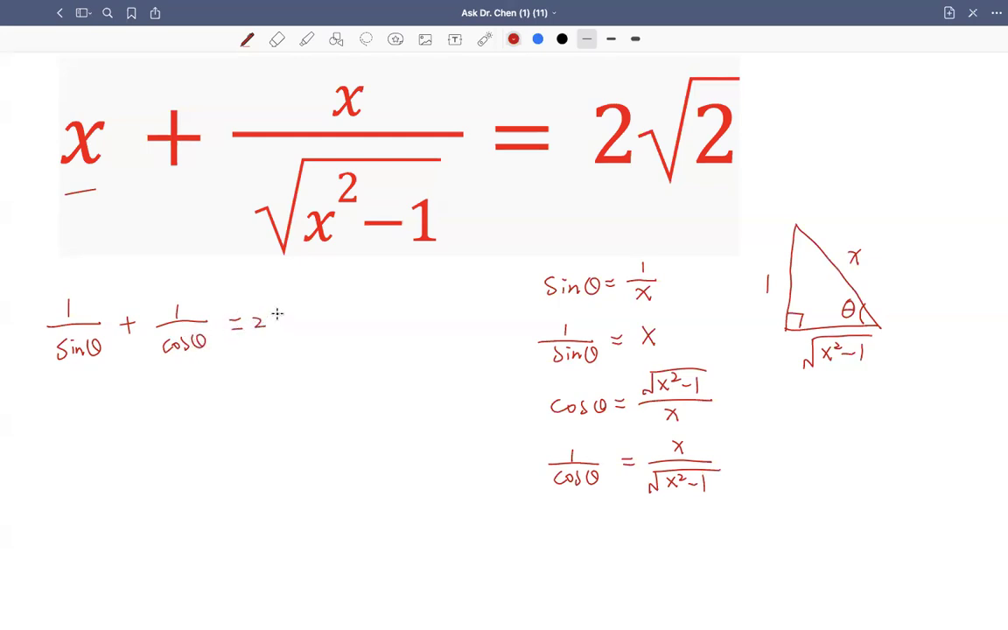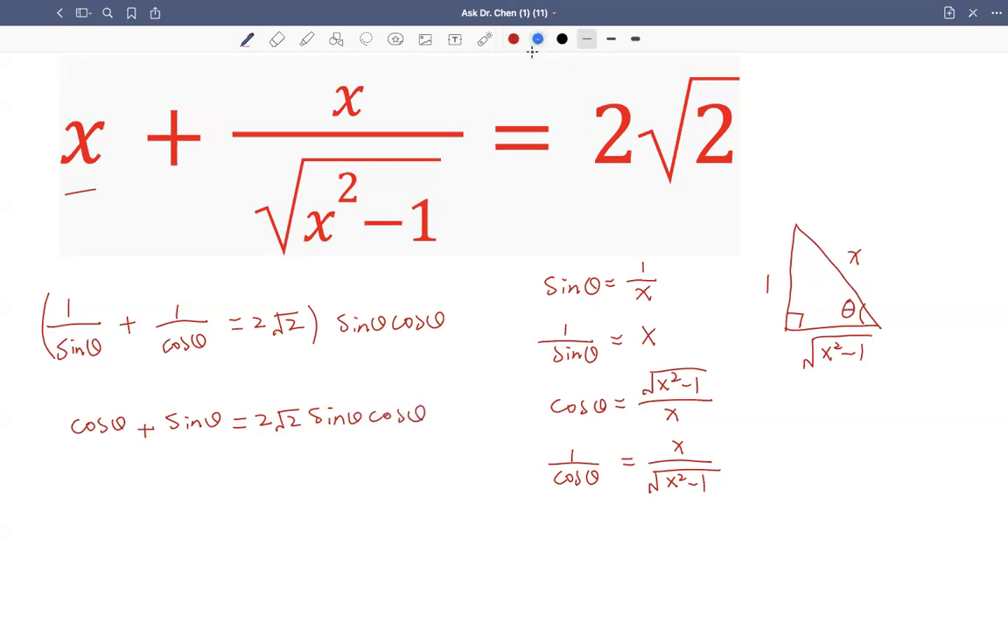Then that equals 2 radical 2. Now let's simplify this. We multiply sine theta cosine theta on both sides, so we multiply every term by sine theta and cosine theta. Multiplying the first one, we get cosine theta, because sine over sine becomes 1. The second one, we have sine theta, because cosine over cosine becomes 1. Then it equals 2 times radical 2 sine theta cosine theta.